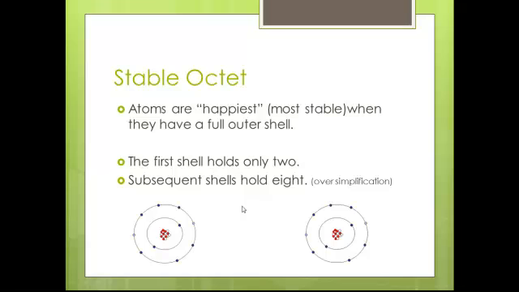A stable octet. Atoms are their happiest or most stable when they have full outer shells. The first shell holds 2 electrons. You can see here the first shell can hold a maximum of 2, and all subsequent shells can hold a maximum of 8. That's an oversimplification, but that's what we're going to go with for now. All subsequent shells hold 8.